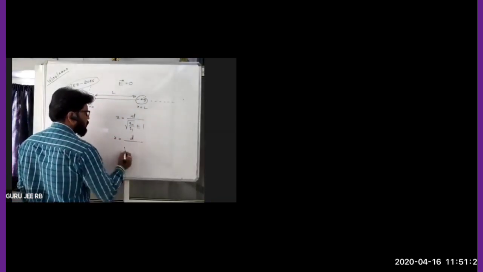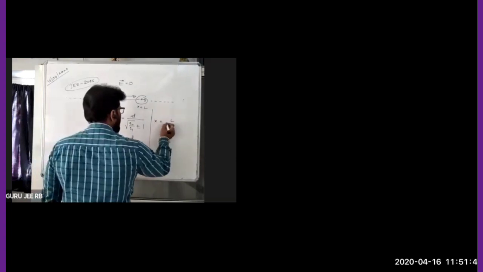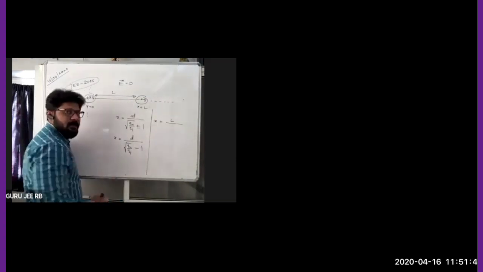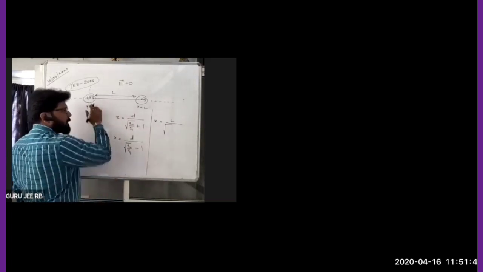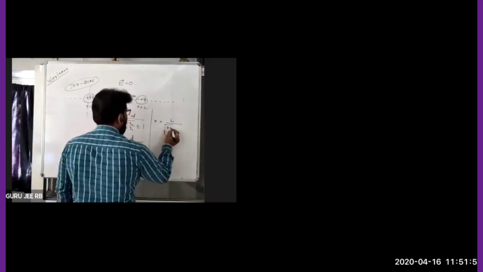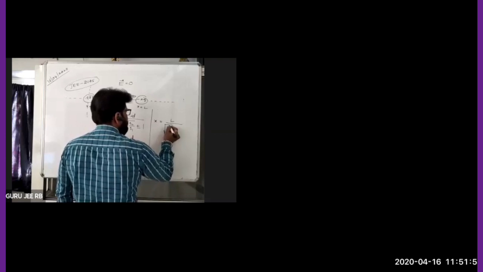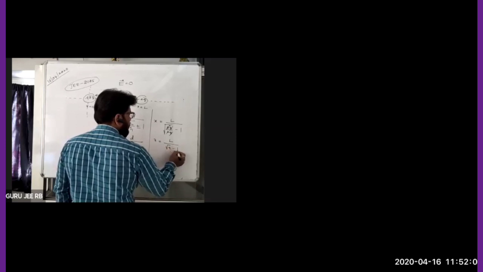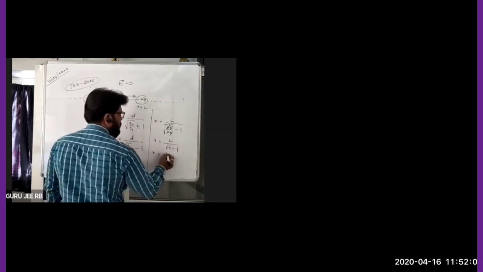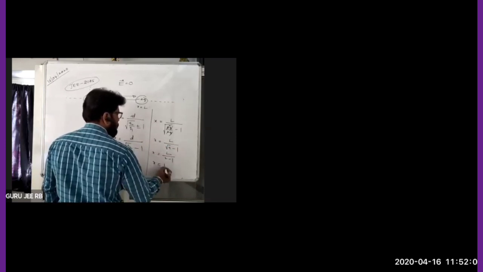So for these unlike charges, x equals d divided by the square root of q2 by q1 minus 1. Now simply substitute: d is nothing but L, the separation between the two charges. q2 is 8q, divided by 2q. Taking only magnitudes, 8 by 2 is 4, so x equals L divided by root 4 minus 1. That is x equals L by 2 minus 1, so x equals L.